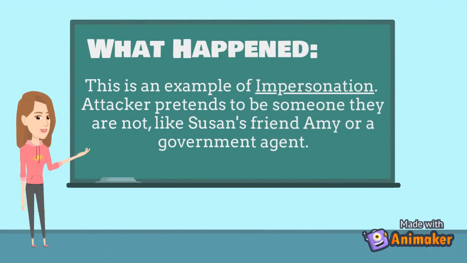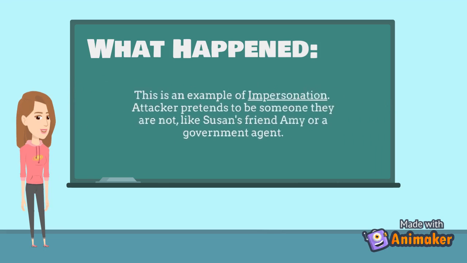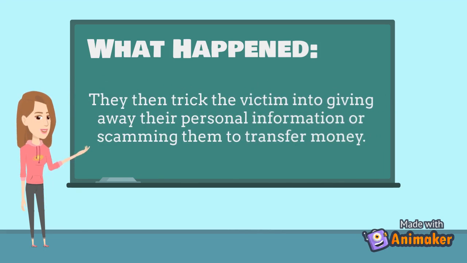This is an example of impersonation. Attacker pretends to be someone they are not, like Susan's friend, Amy, or a government agent. They then trick the victim into giving away their personal information or scamming them to transfer money.